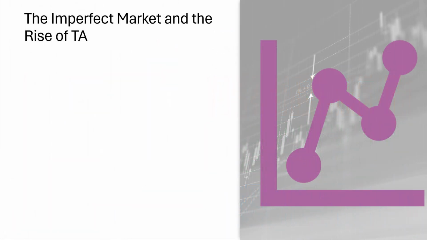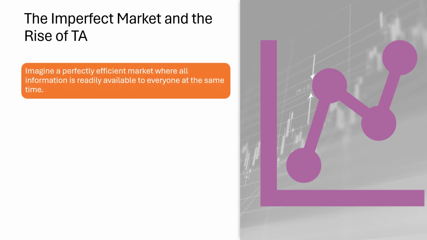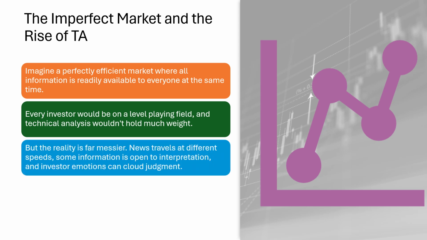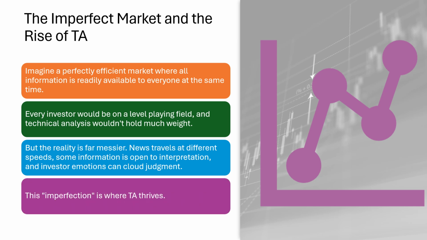The imperfect market and the rise of TA. Imagine a perfectly efficient market where all information is readily available to everyone at the same time. Every investor would be on a level playing field, and technical analysis wouldn't hold much weight. But the reality is far messier. News travels at different speeds, some information is open to interpretation, and investor emotions can cloud judgment. This imperfection is where TA thrives.